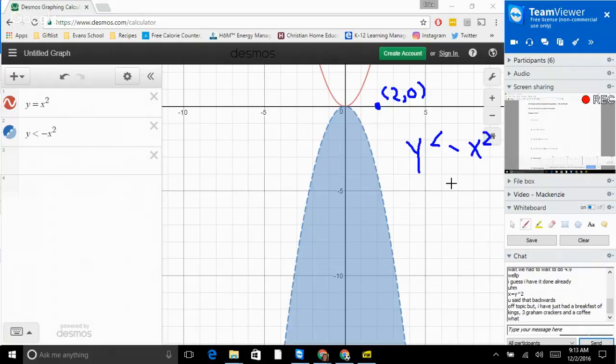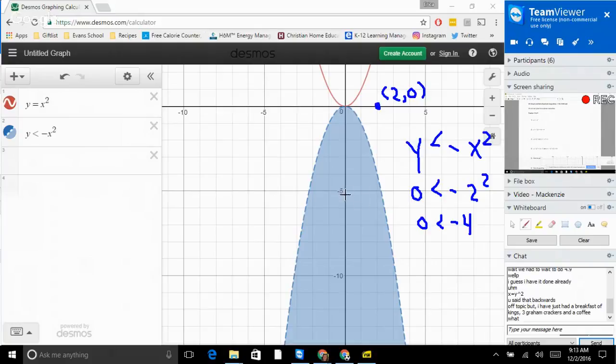Okay, so what I mean by that is we're going to plug in, okay, when y equals 0, is that less than negative 2 squared? Well, negative 2 squared is negative 4. So is negative 4 greater than 0? No, this is not a true point. So that means that this is not the part that should get shaded in.